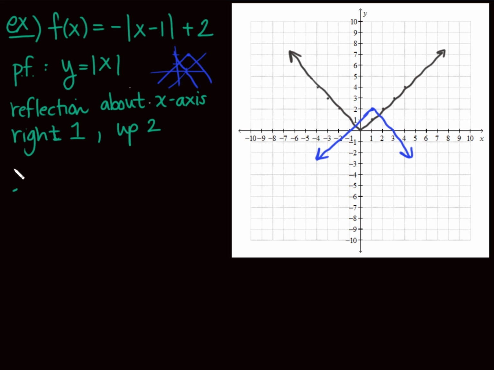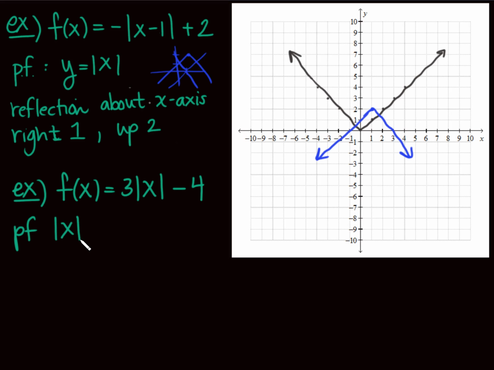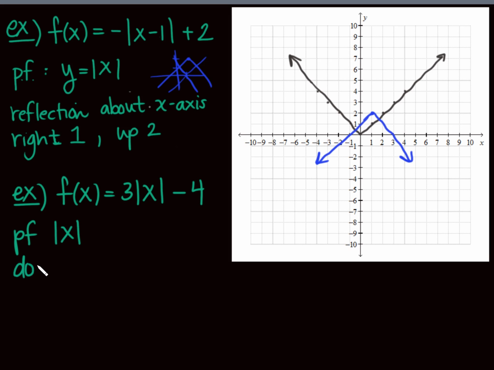What if we did something like f of x equals 3 times the absolute value of x minus 4, let's say. So again, my parent function here is going to be the absolute value of x. I'm obviously going down 4. And then what this 3 is going to do is a stretch vertically by a factor of 3.